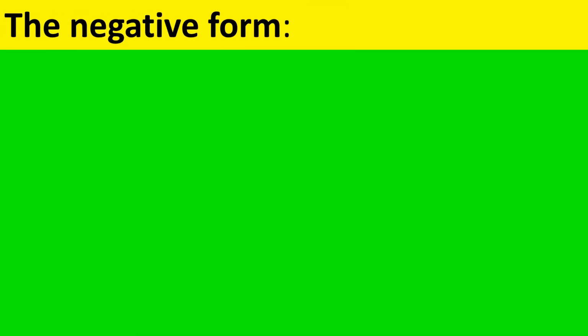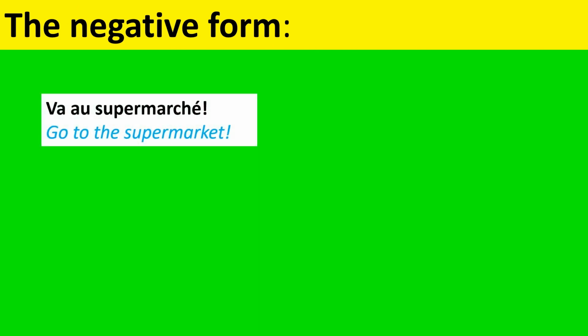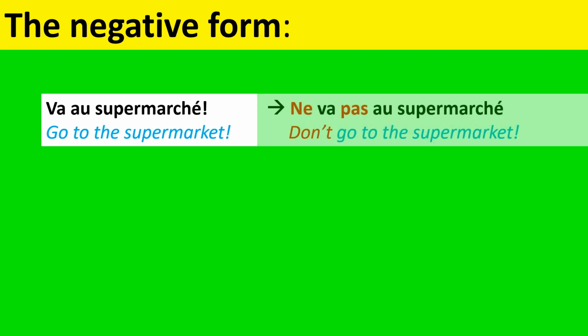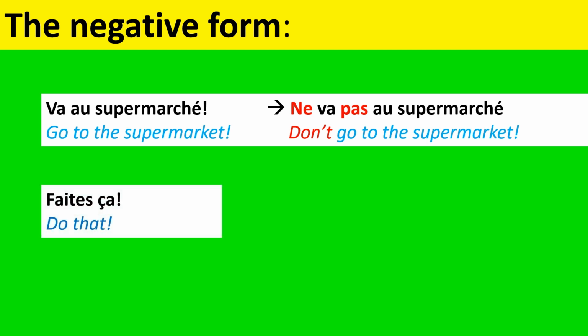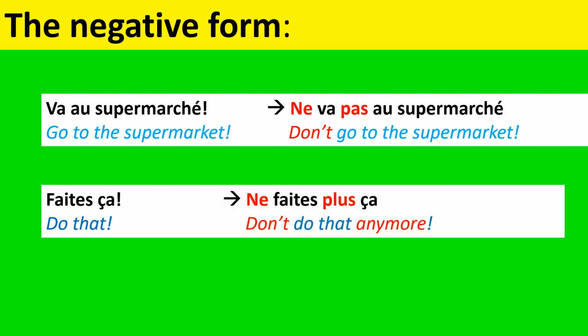The negative form works the same. If I take this sentence in the imperative, va au supermarché, what we do is put ne, the negative sign, before the verb, and the other part of the negative, pas, after the verb. Ne va pas au supermarché. Another example, faites ça, do that, becomes ne faites plus ça. I've got ne before the verb and plus after the verb.